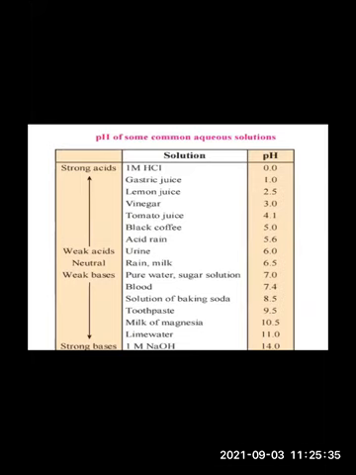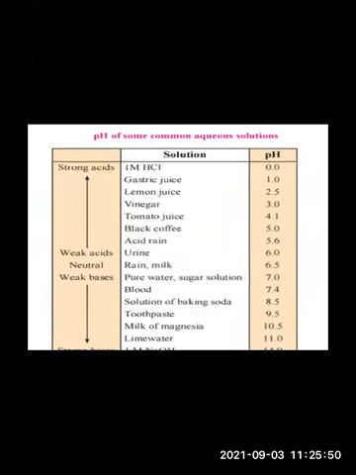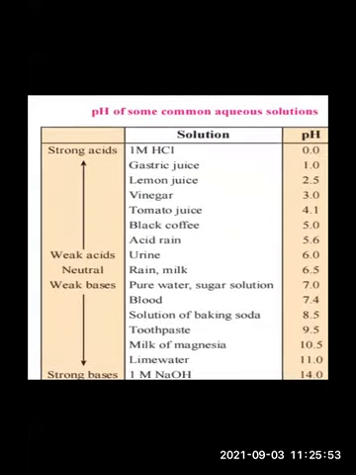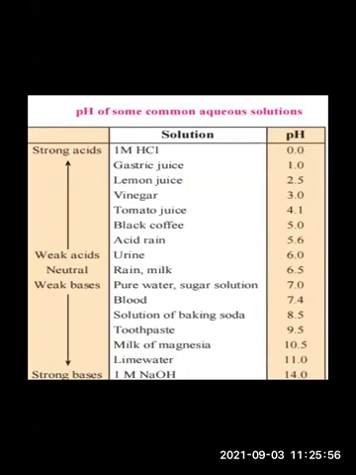Now here in the table, you can see different types of solutions and their pH values. pH is the measure of hydrogen ion concentration. Now look at the table. You can see strong acids and weak acids, strong bases and weak bases. All can see it on the screen. The first one is 1 molar HCl, that is hydrochloric acid. What is the pH given there? 0.0, because it is a strong acid.